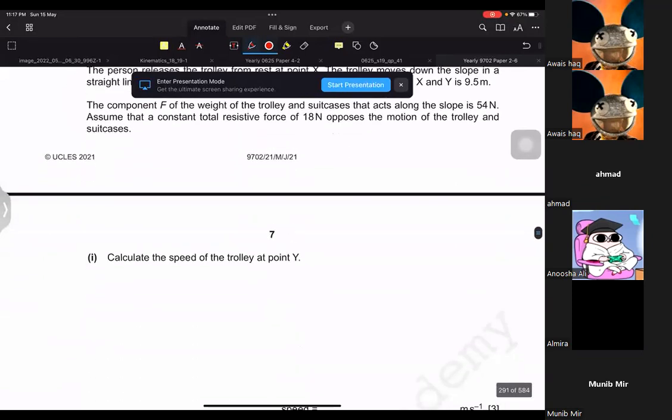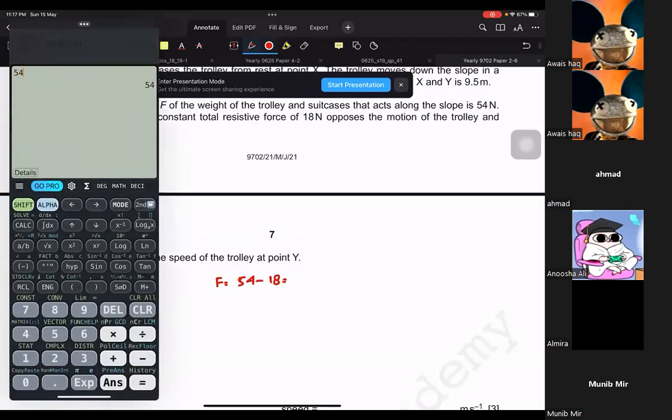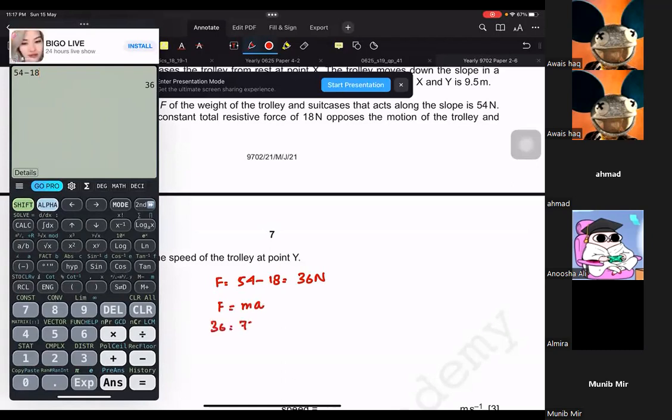First of all, we have to find the resultant force. Resultant force has to be 54 minus 18, so that's 36 newtons. And then we have to find the acceleration. 36 equals 72 times a. So 36 divided by 72 is 0.5 meters per second squared. Now we have the acceleration.